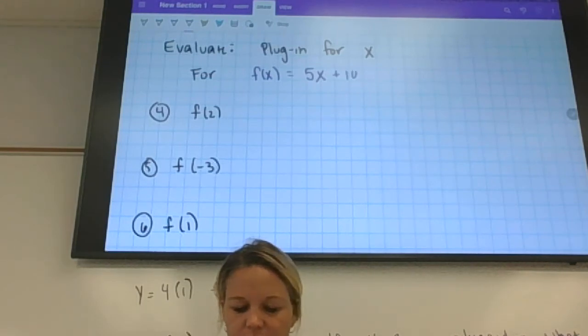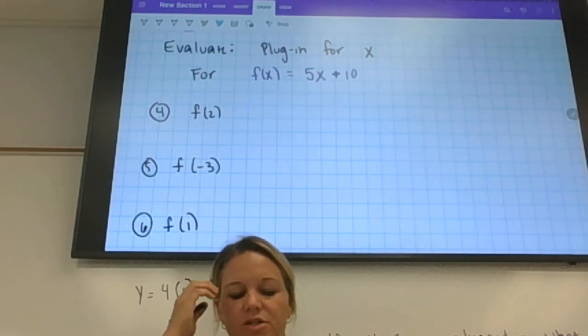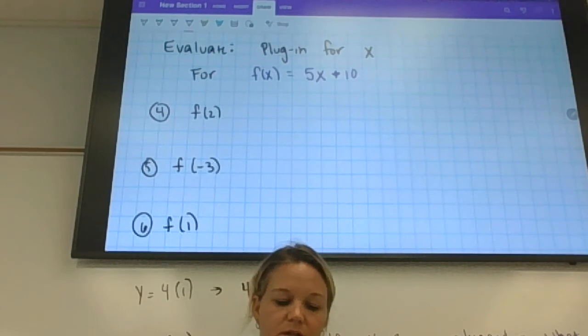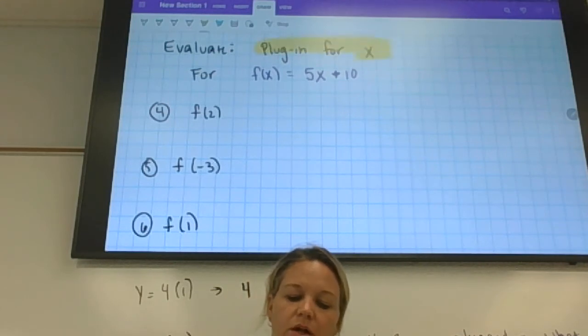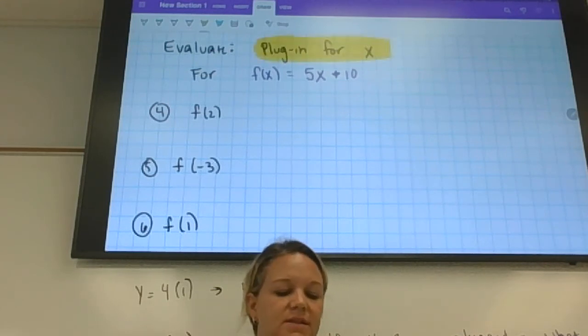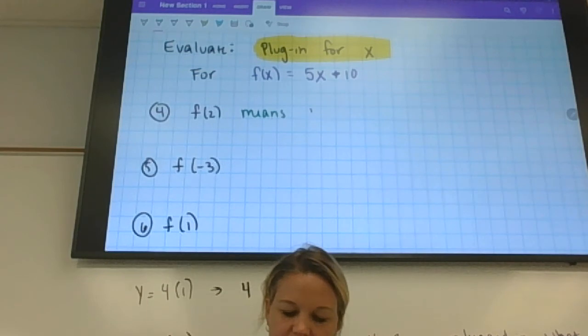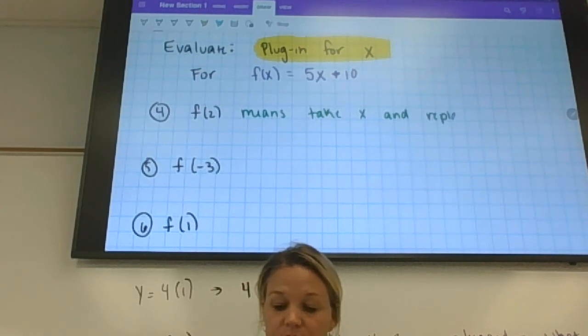Plus 10. All right, here's our equation. It's f of x equals 5x plus 10. So when you evaluate, you plug in for x. So if this is f of 2, this means take x out and replace with 2.